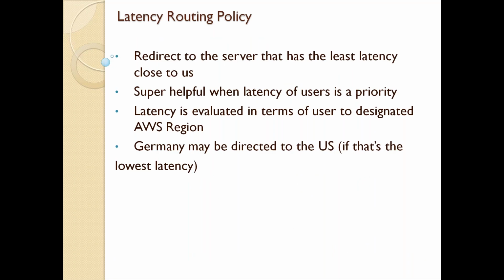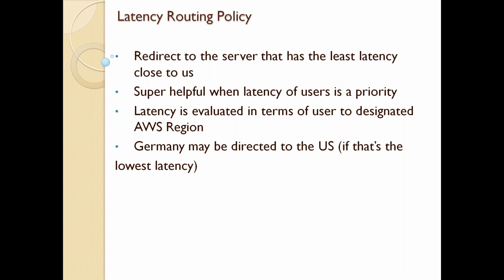Okay. Next, let's talk about latency routing policy. So latency routing policy will redirect to the server that has the least latency close to us. That means, suppose if I am in Australia and I have a system in Mumbai, I have EC2 in US. Since I've logged in from Australia, I'll be redirected to the EC2 which is closest to me, which is probably India one, right? So that will be the closer. It's a latency routing policy. Super helpful when latency of users is the top priority, right? You don't want your application to be slow and the latency is a big priority for you. Then you need to go for this particular routing policy.